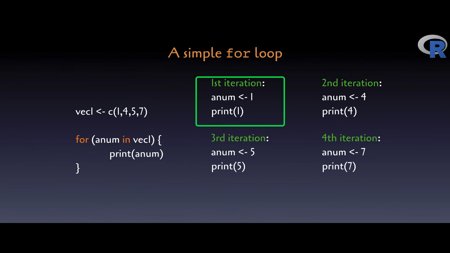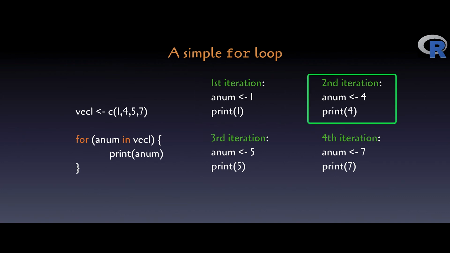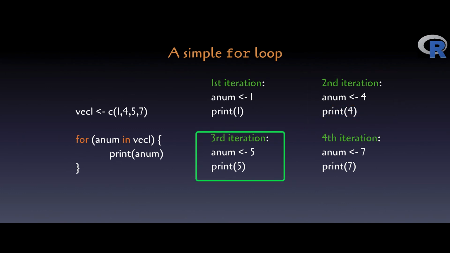The first of the 4 times that the code within the curly braces will be executed, the iteration variable enum will take the value 1. Then the print statement will be run, and since there is no other line within this block of code, the first iteration is over. In the second iteration, enum is assigned a new value, the second value of the vector vec1, which is 4. The print statement prints out the value 4. In the third iteration, enum is assigned the third value of vec1.